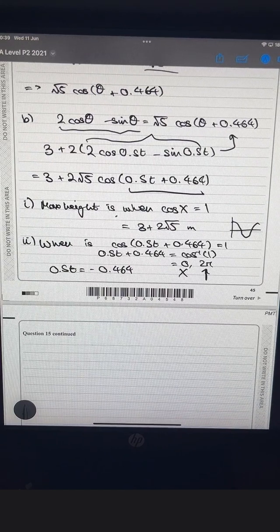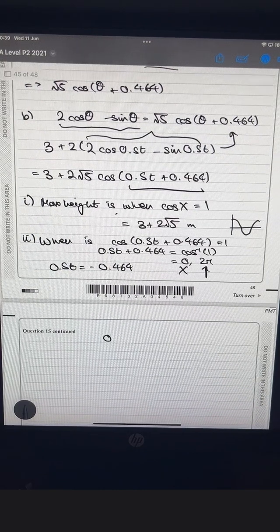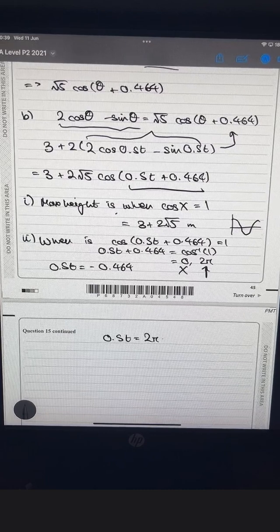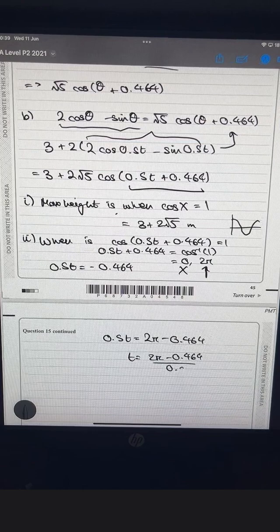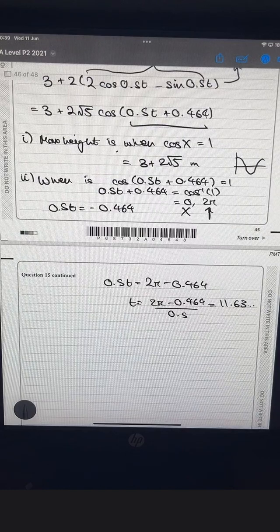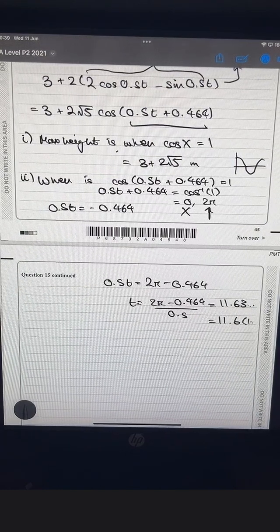So now, if I solve for t, I have 0.5t equals 2 pi minus 0.464. So t is equal to 2 pi minus 0.464 divided by 0.5, and that is equal to 11.63 dot dot dot. I just put a couple more decimal places before I round, just so they can see I round. So that is going to be equal to 11.6 to 1 decimal place, which is what they wanted. And that's how you do part B of that question.